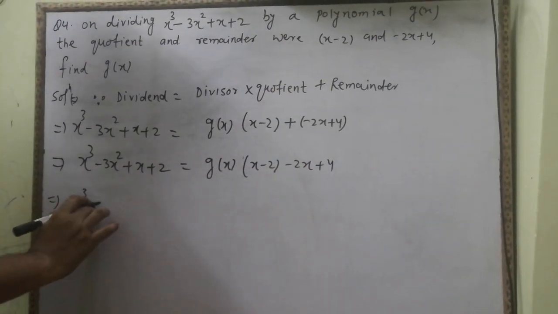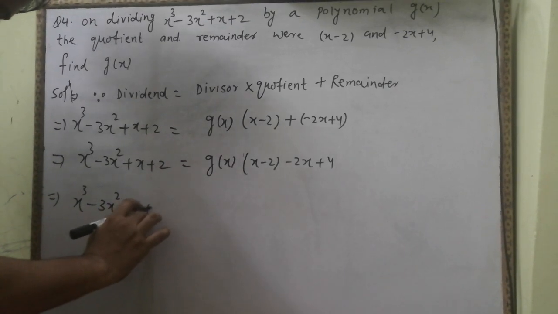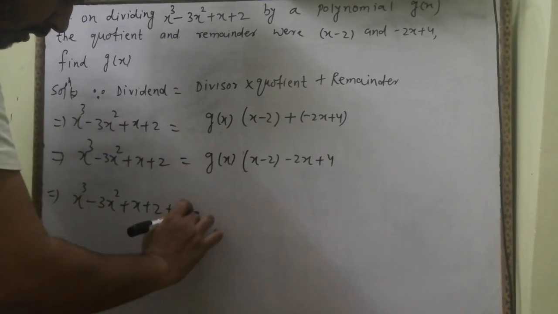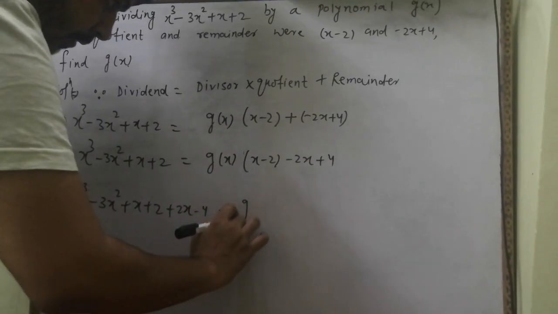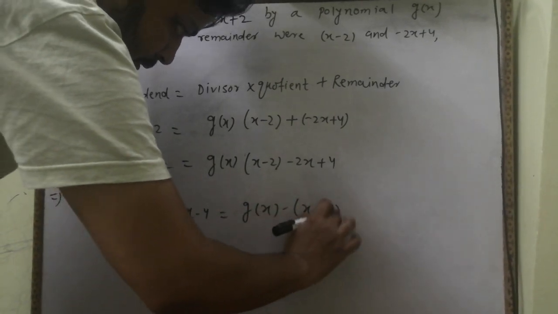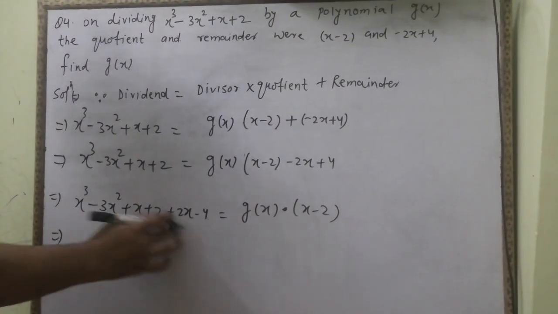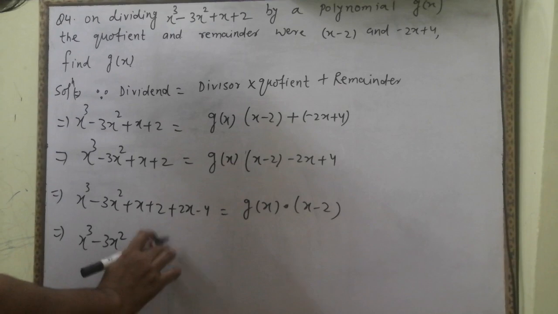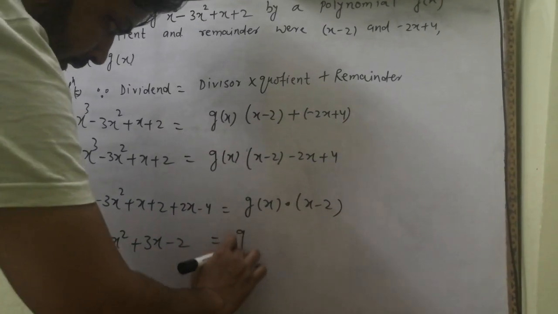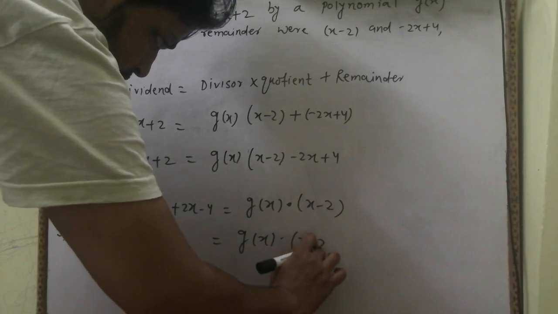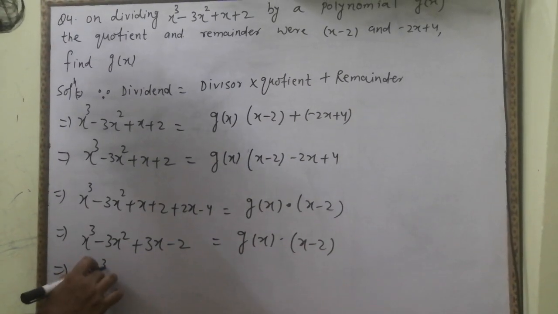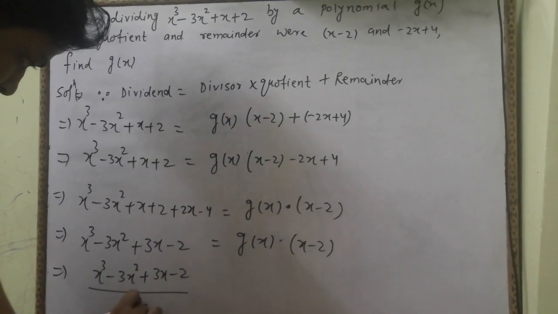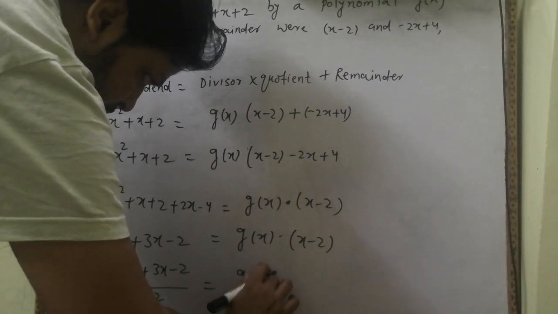Okay, write x cube minus 3x square plus x plus 2. Transfer this minus 2x here, so it will be plus 2x. Transfer plus 4 here, it will be minus 4, is equal to g(x) into x minus 2. Now add the like terms: x plus 2x will be 3x, plus 2 minus 4 will be minus 2, is equal to g(x) into x minus 2. So x cube minus 3x square plus 3x minus 2 divided by x minus 2 is equal to g(x).